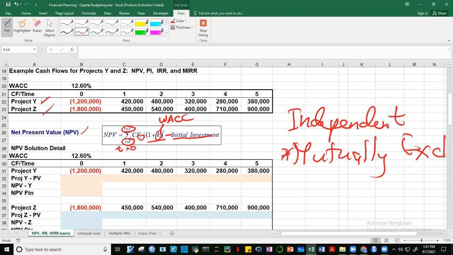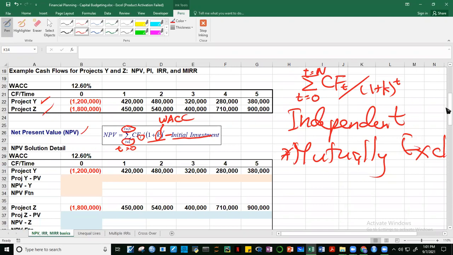So pwede natin isama na dito yung initial investment. So parang ganito na lang 'yon. Cash flows at time t over 1 plus k raised to the t. And then t ranges from 0 up to t equals n, kung ilan man yung periods na yan. Okay, so pwede rin to, no? For as long as yung initial investment natin dapat naka-negative. Kasi kung hindi siya naka-negative, mamamali kasi we're summing it up.